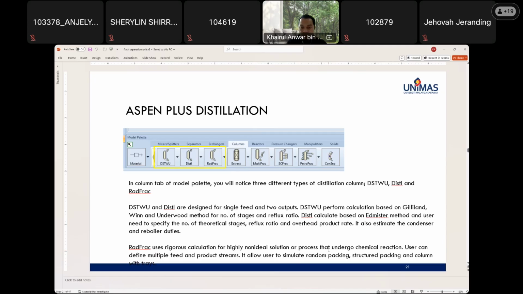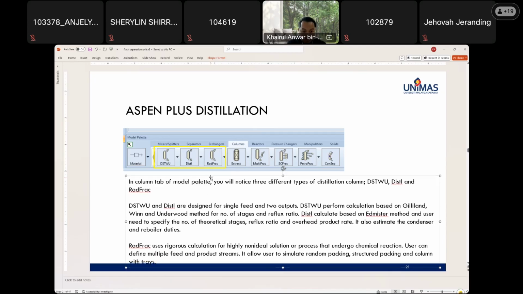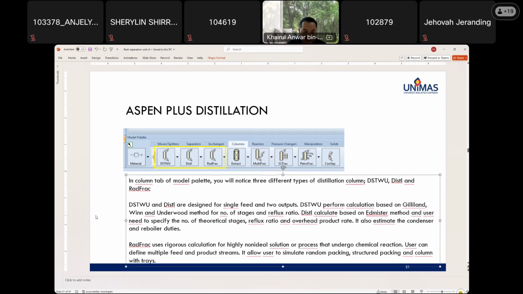And RadFrac requires much more information. RadFrac uses rigorous calculation for highly non-ideal solutions or processes that undergo chemical reaction. The user can define multiple feed and product streams. For the DISTL and the STW, it's only one single feed with two outputs.